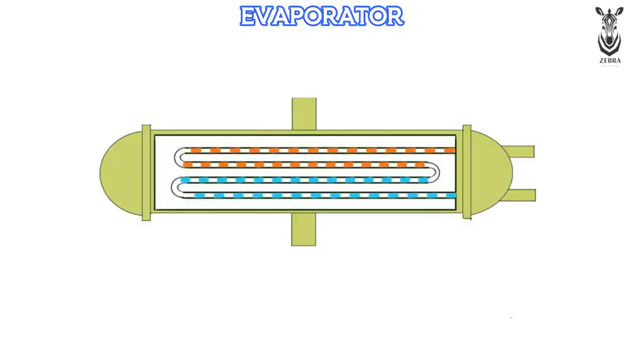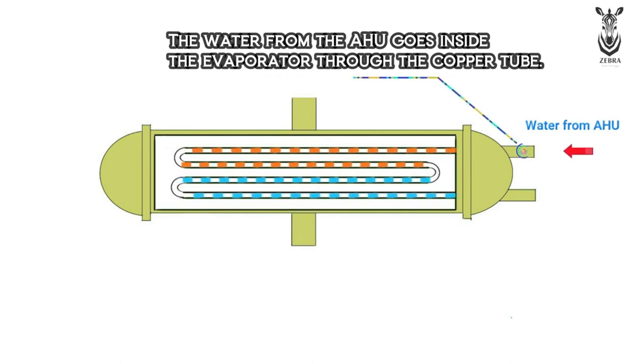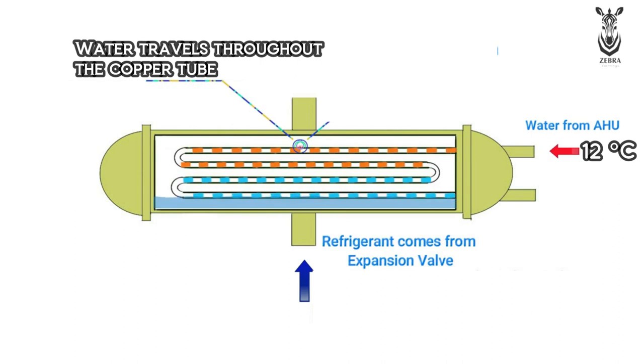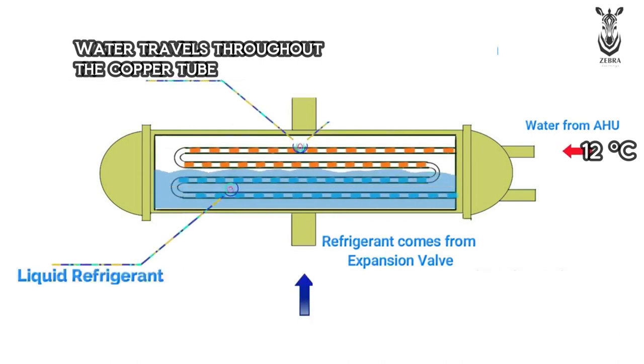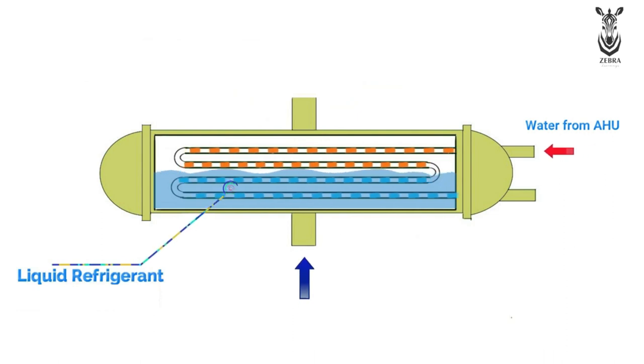Next, the refrigerant will enter the evaporator. The evaporator is also similar to the condenser. In the condenser, the water from the cooling tower enters through the coil. But in the evaporator, the water from the AHU enters through the coil. The water from the AHU will enter the evaporator at 12 degrees Celsius and it will travel throughout the coil. The refrigerant that comes in cold from the expansion valve surrounds the coil inside the evaporator.